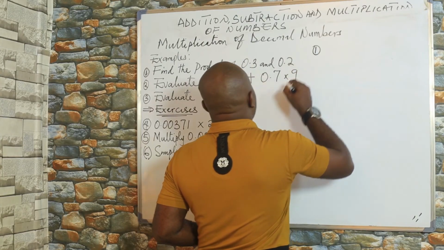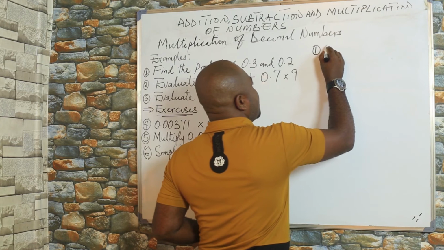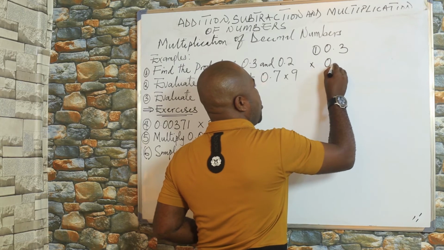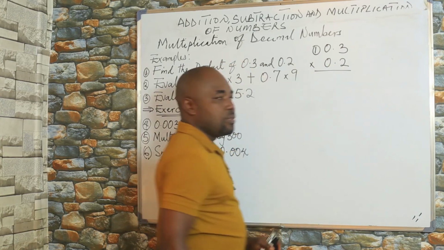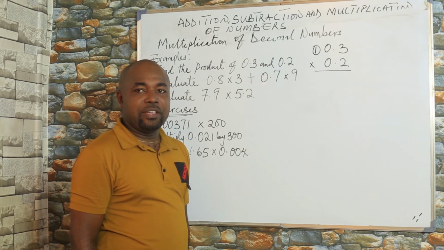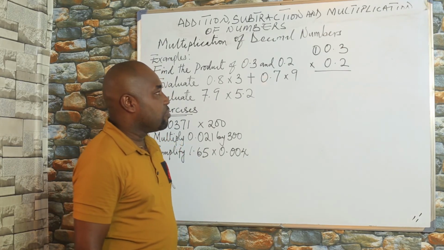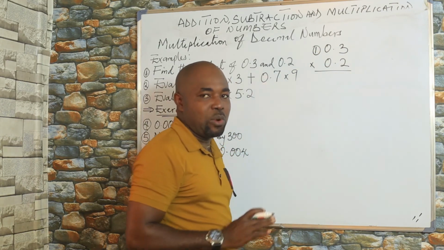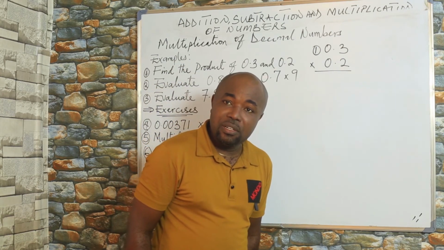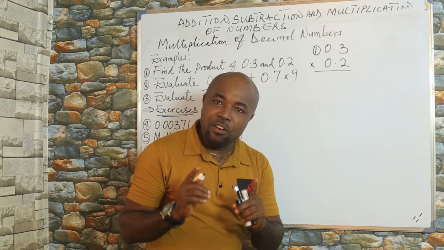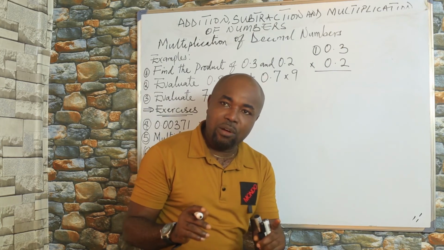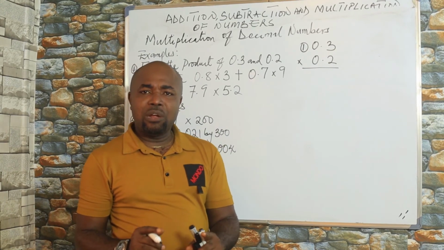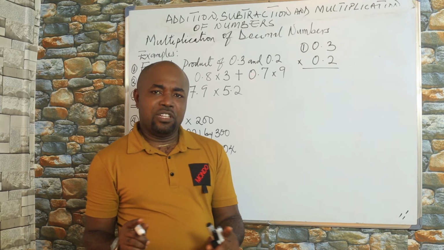This is 0.3 multiplied by 0.2. Ignore the decimal points and carry out your multiplication. Are you hearing me? Are you following? I say ignore the decimal points and carry out your multiplication. After carrying out your multiplication, then you take cognizance of the decimal point.